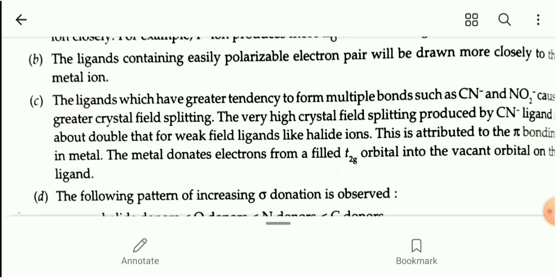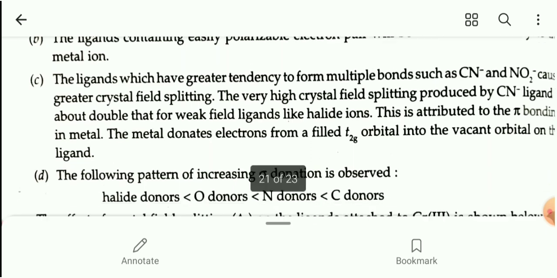C. The ligands which have greater tendency to form multiple bonds, such as CN negative and NO2 negative, cause greater crystal field splitting. The very high crystal field splitting produced by the CN negative ligand is about double that for weak field ligands like halide ions. This is attributed to pi bonding in the metal. The metal donates electrons from a filled t2g orbital into the vacant orbital on the ligand.